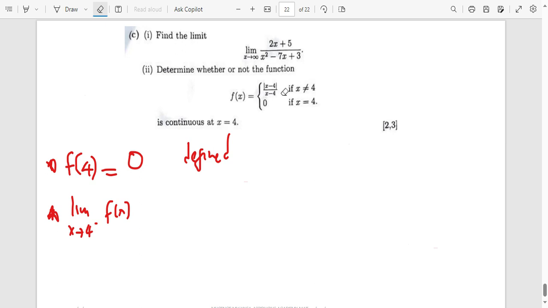Try to sketch. Okay, you can do this. When you get 4, you put it in the function on top. You're going to have 4 minus 4, which is 0. And then 4 minus 4 down also is 0. But remember, x cannot be equal to 4. So 4 itself cannot be the answer. But as you approach 4, what answer are you getting?